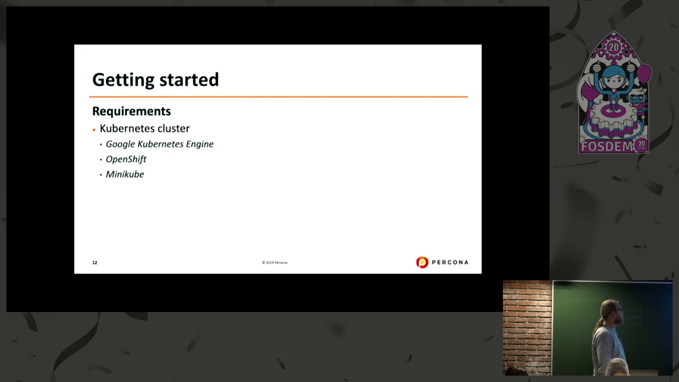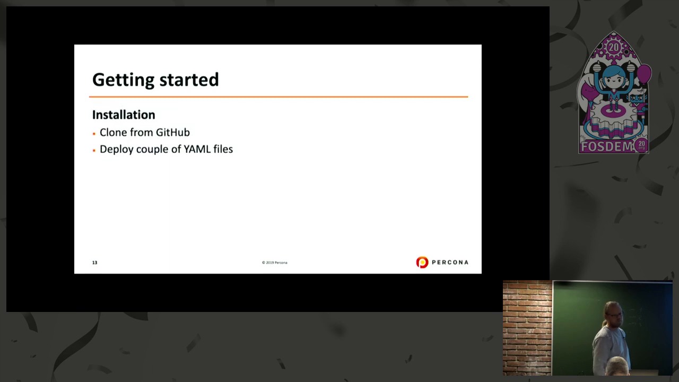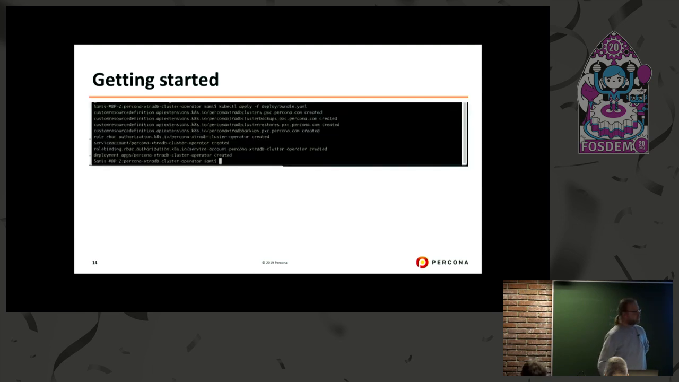And requirements for running MySQL on Kubernetes: a Kubernetes cluster is required. It can be Google Kubernetes Engine, or OpenShift, which works fine too. There are some version constraints, which I did not write down, but you will find them in the documentation. Or if you just want to try this out, you can get it up and running in Minikube. And if you have Minikube set up, I promise you can have your database running in less than half an hour in Kubernetes. I think I mentioned that you can get the operator from GitHub. You clone it, you deploy a couple of files, and you will have your first database running in Kubernetes.